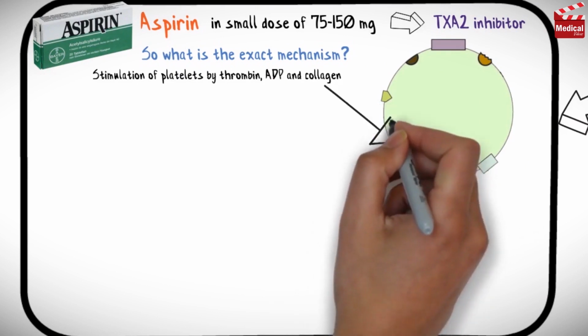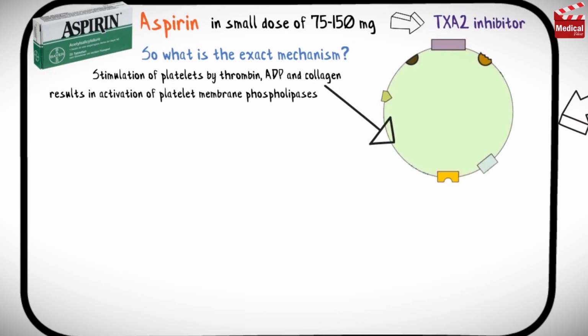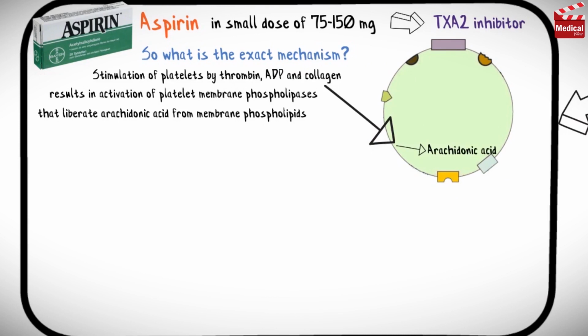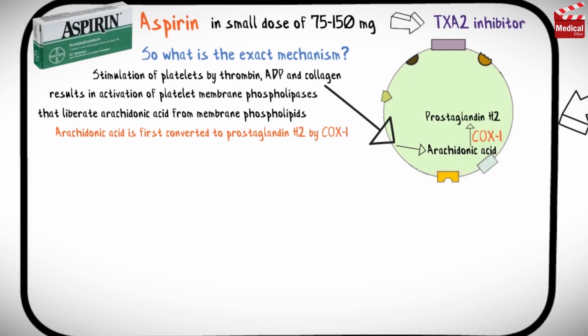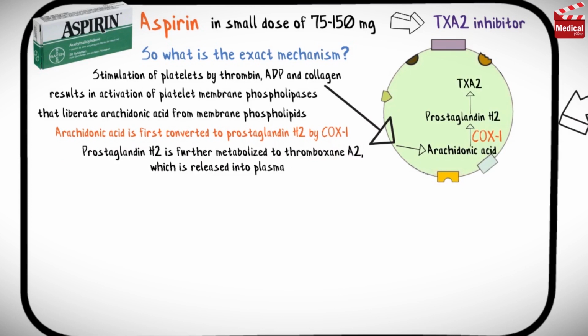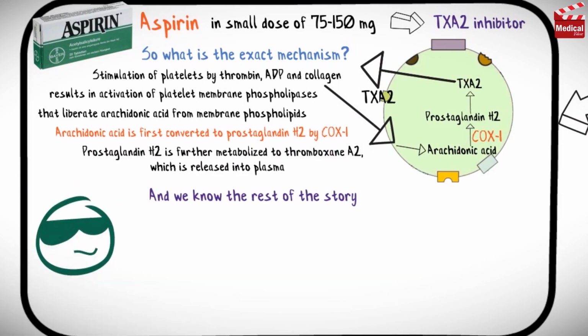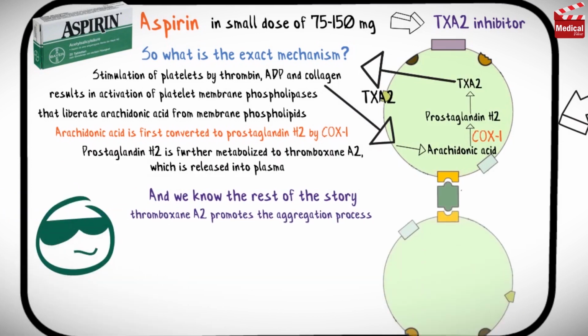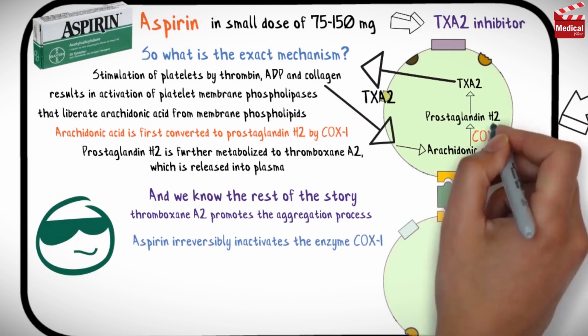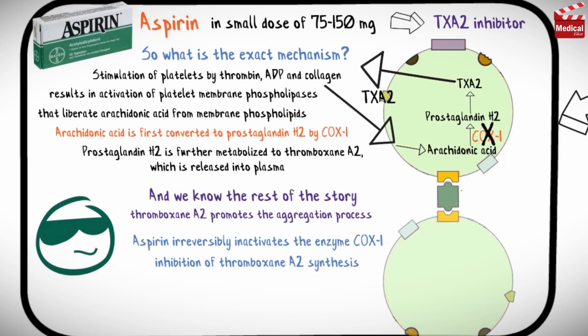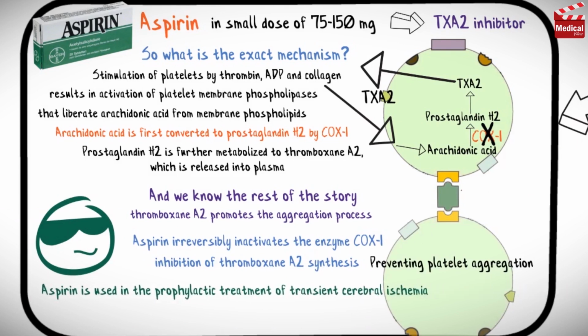Stimulation of platelets by thrombin, ADP and collagen results in activation of platelet membrane phospholipase that liberates arachidonic acid from membrane phospholipids. Arachidonic acid is first converted to prostaglandin H2 by COX-1. Prostaglandin H2 is further metabolized to thromboxane A2, which is released into plasma. And we know the rest of the story. Thromboxane A2 promotes the aggregation process. So what aspirin does is that it irreversibly inactivates the enzyme COX-1, leading to inhibition of thromboxane A2 synthesis, thereby preventing platelet aggregation. Aspirin is used in the prophylactic treatment of transient cerebral ischemia, and to reduce the incidence of recurrent myocardial infarction.